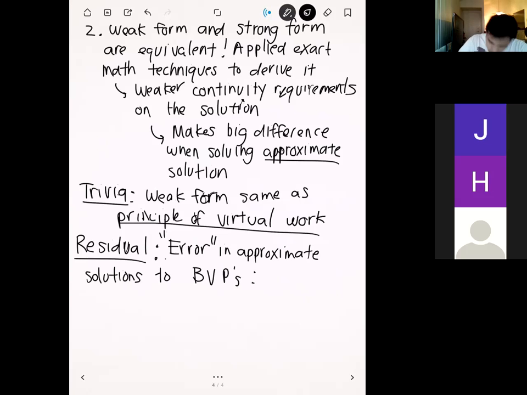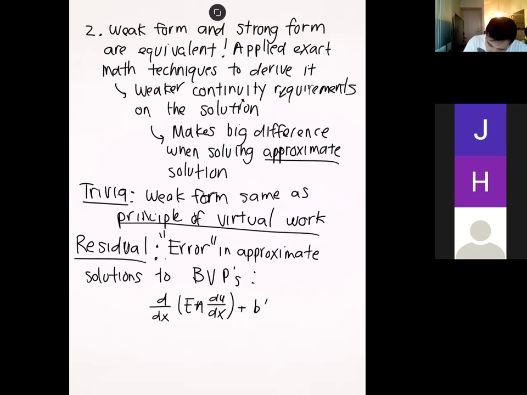And so the way you define the residual is like this. Let's go back to the strong form of the equations. In the strong form, we had d/dx of EA du/dx, plus b of x is equal to 0. If you had an exact solution to this equation, so we had a perfect u, and we plug that u into this equation, it would be perfectly satisfied. We plug in u, multiply by EA, take the derivative, add b, and this equation would be satisfied.